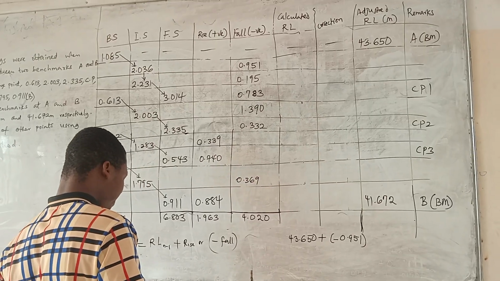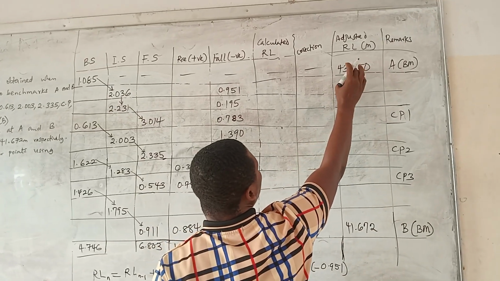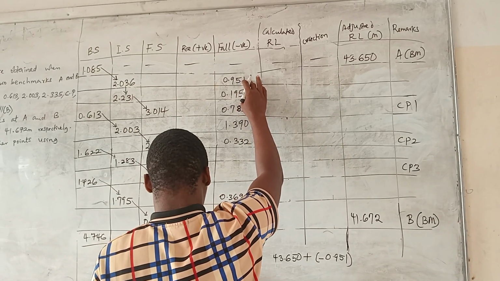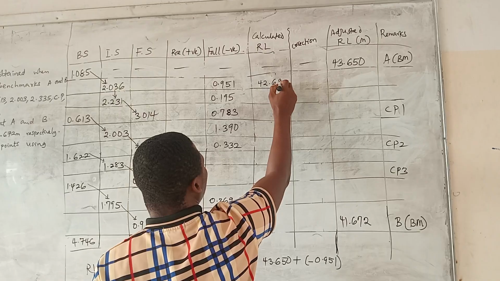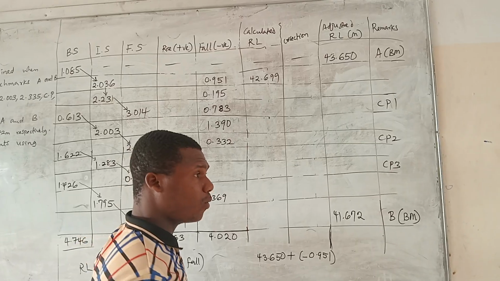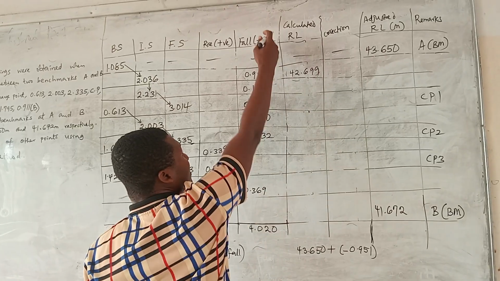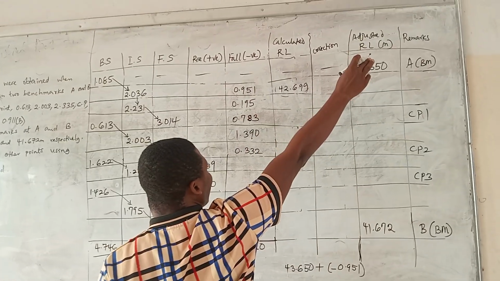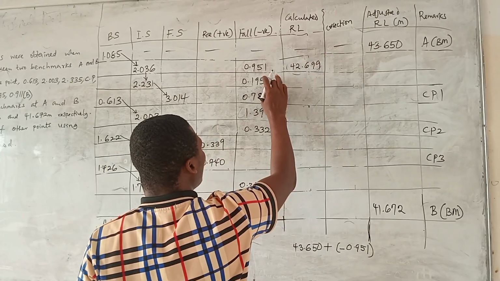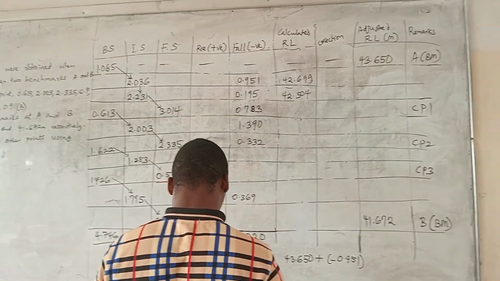Now, if you press 43.650 minus 0.951, since it is negative here, you have 42.699. That is the calculated reduced level of the point there. Now, if you want to get the second one, it will be this one minus this, since it's under fall. So you are not going back there again. It's forward ever. So you have 42.699 minus 0.195, and that gives you the next reduced level, which is 42.504.